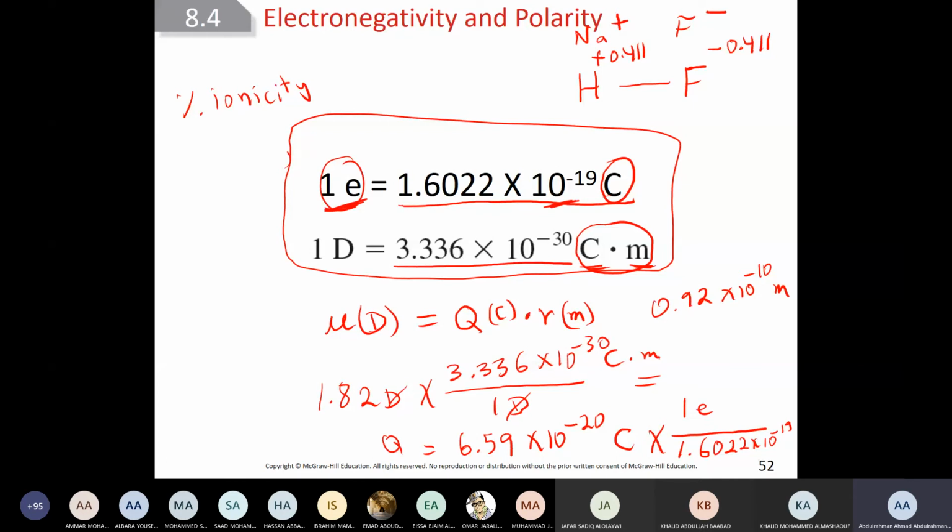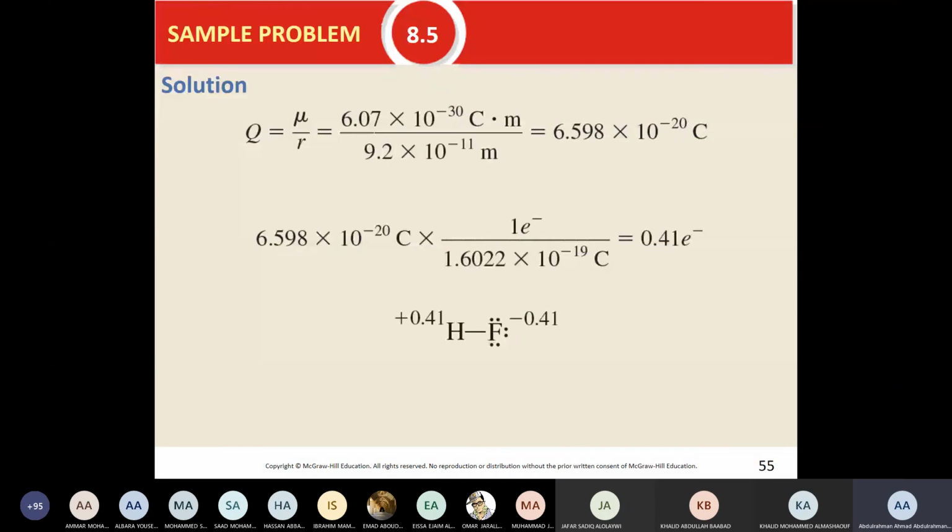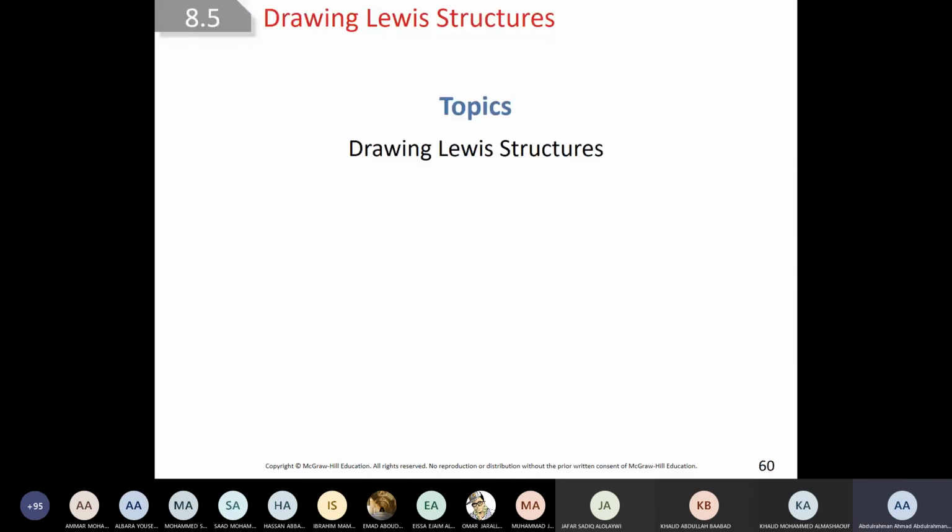If it's 100% ionic, it will be 1. But it is only 0.411 divided by 1 times 100. So what is it? 41.1% ionic. And how much covalent? 58.9, so 59% covalent. Is this clear? I hope so. Good. And with this, we can do things.